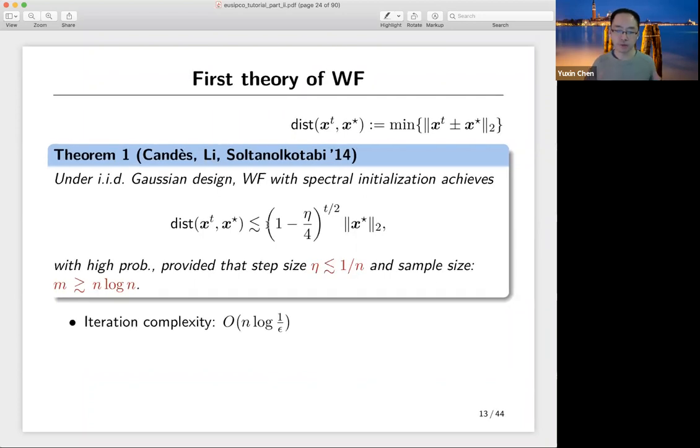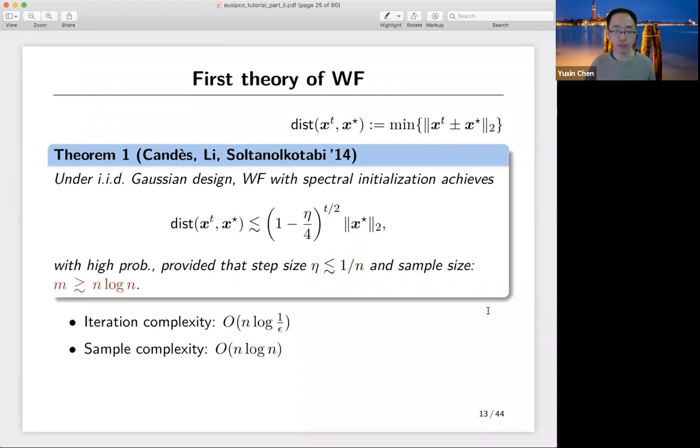All right, so now let's try to interpret this a little bit in terms of the computational complexity and the sample complexity. Iteration complexity: recall that the contraction factor here is 1 - η/4, and η is required to be smaller than 1/n. These two facts put together make it very easy for us to show that the total number of iterations needed to achieve ε accuracy is no more than n times log 1/ε.